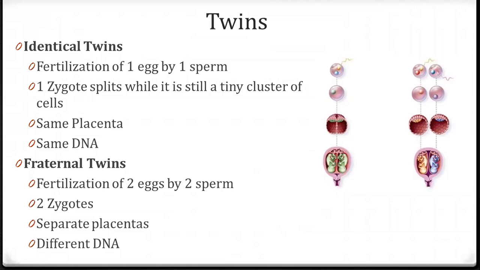This is fertilization by one egg by one sperm. The zygote splits while it's still a tiny cluster of cells. They have the same placenta. That's how you know you have identical twins. And they will have the same DNA. For fraternal twins, you have fertilization of 2 eggs by 2 sperm. So it just happens that you have 2 eggs released. 2 zygotes form and they have 2 separate placentas. They would have their own sacs as well. And they have different DNA.